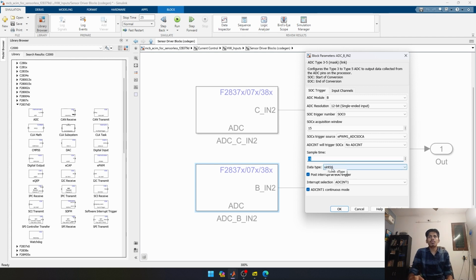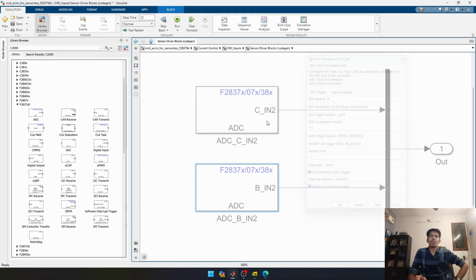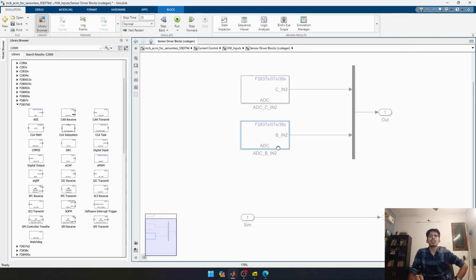The data type this block will output is unsigned int, uint16, and post interrupt at EOC trigger. That means post interrupt at end of conversion. So after the value has been converted, it will post another interrupt. That interrupt is named ADC int1. So that's all the configuration of this ADC.